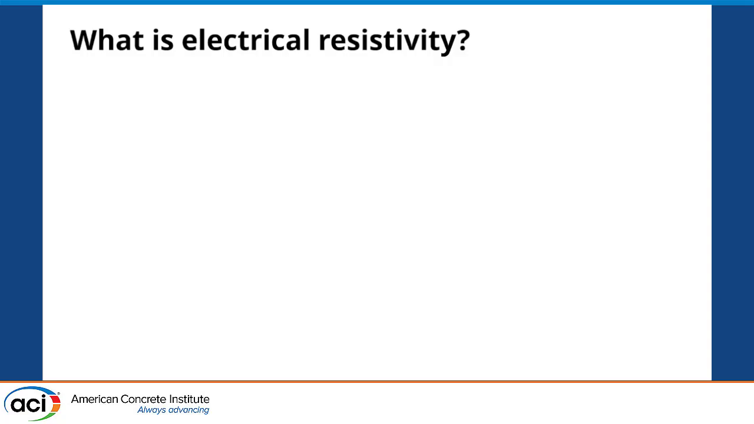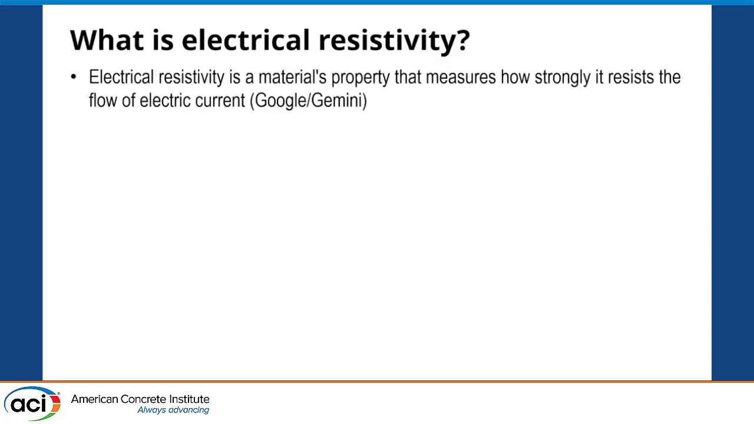So I thought that maybe I Google it. These days Google and Gemini are the same thing, apparently. So it gave me: electrical resistivity is a material property that measures how strongly a material resists electrical flow. Okay, that is a definition, but it really does not give me a whole lot of understanding of what we are measuring, right?